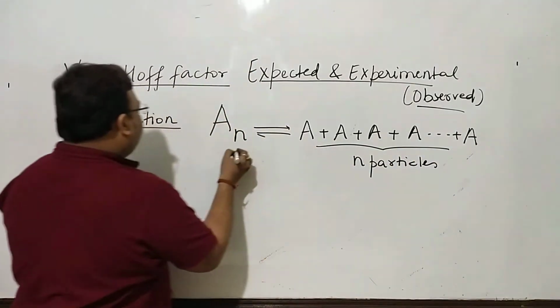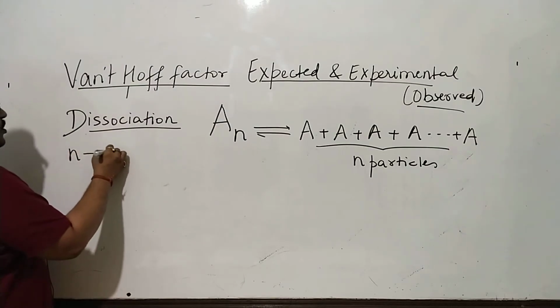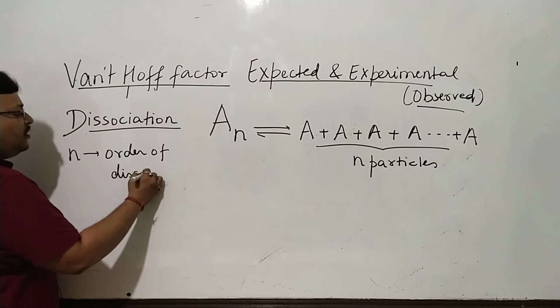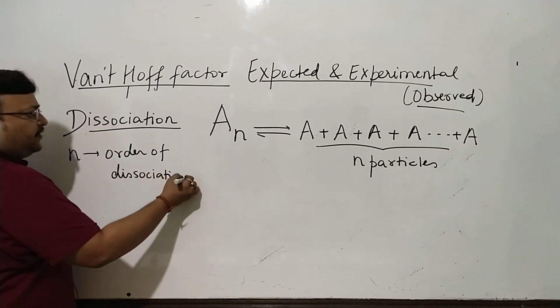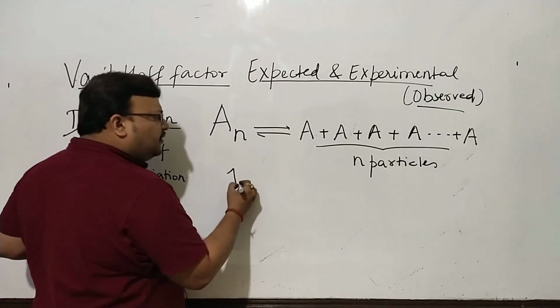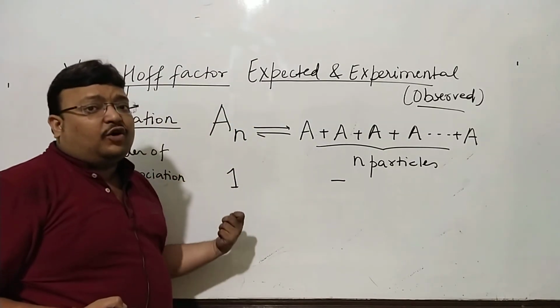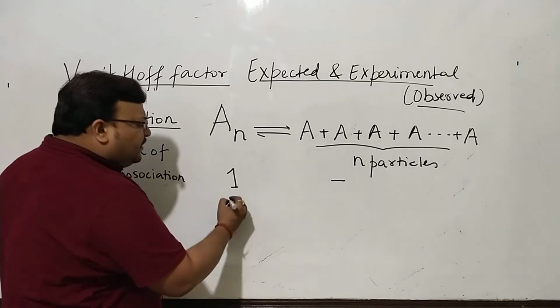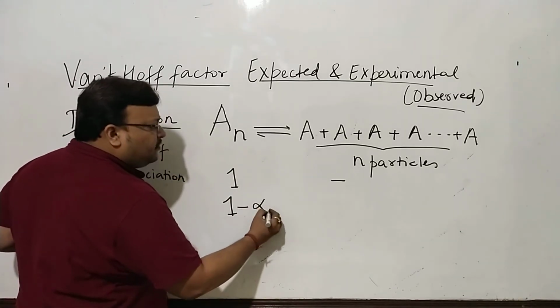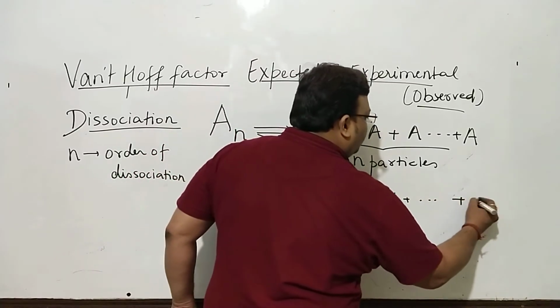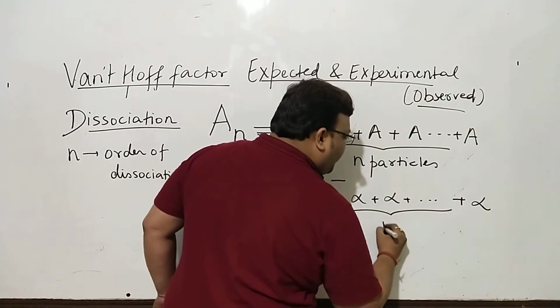Now first of all, in this case n is called the order of dissociation. You were expecting one particle, had it not dissociated, but it dissociates by alpha, so that you have alpha plus, and all in all n alpha particles.